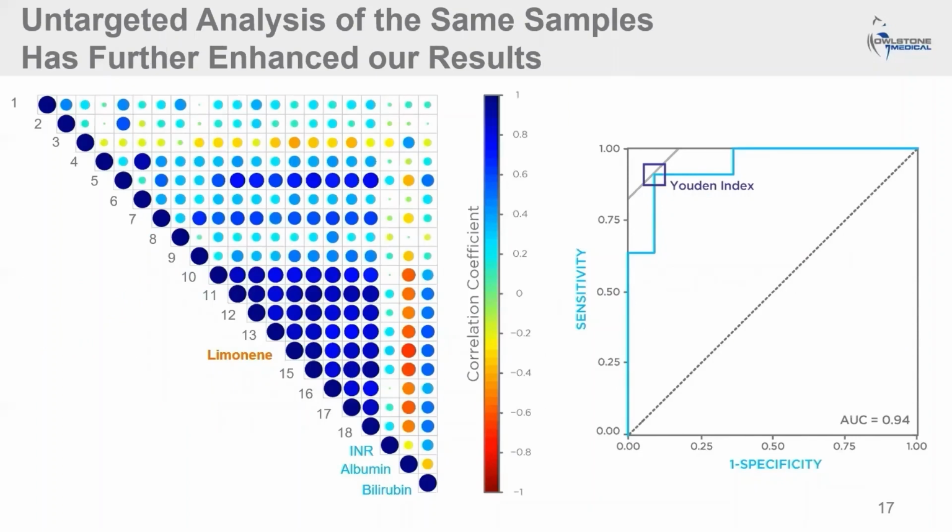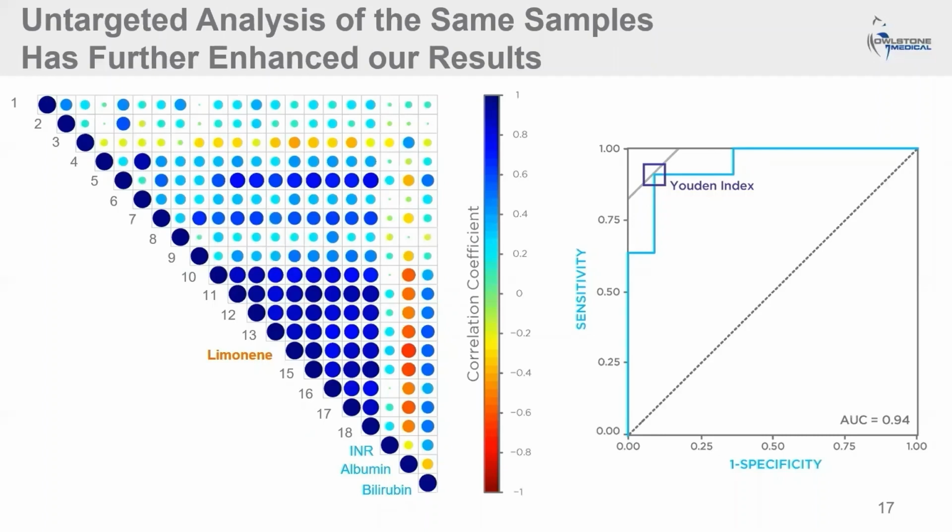In addition to the targeted EVOC probe strategy, we're also applying the non-targeted OMNI assay to identify additional VOC markers for liver disease. Here, our goal is to augment limonene with additional markers of liver disease that will allow us to achieve high clinical performance in terms of sensitivity and specificity.